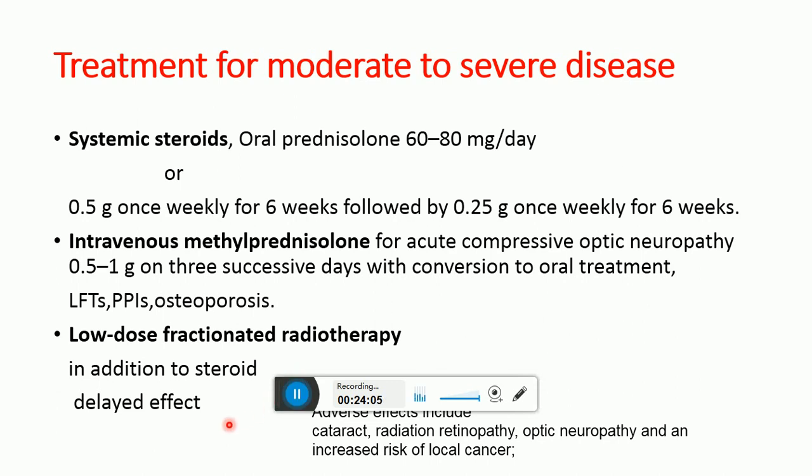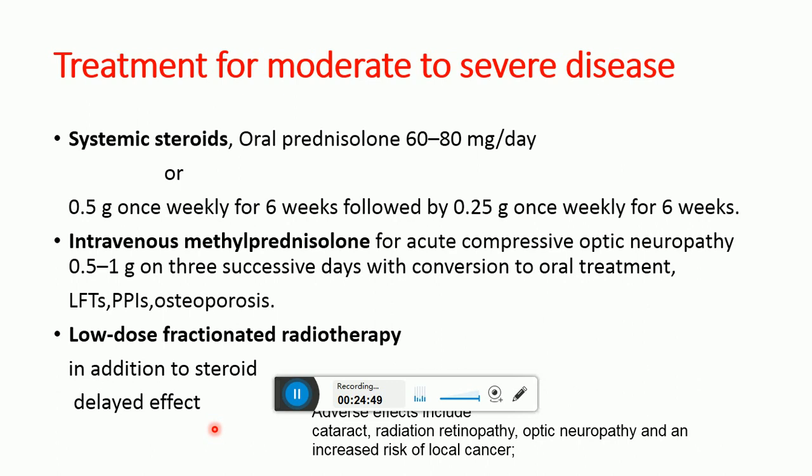Low-dose fractionated radiotherapy may be used in addition to steroids or when steroids are contraindicated or ineffective. But because of the delayed effect, it is not used as a sole treatment of acute optic nerve compression. Positive response is usually evident within 6 weeks, with maximal improvement by 4 months. Around 40% will not respond. Adverse effects include cataract, radiation retinopathy, optic neuropathy, and increased risk of local cancer. The threshold for its use should be higher in younger patients and in diabetes, because in diabetes there is possible increased risk of retinopathy.